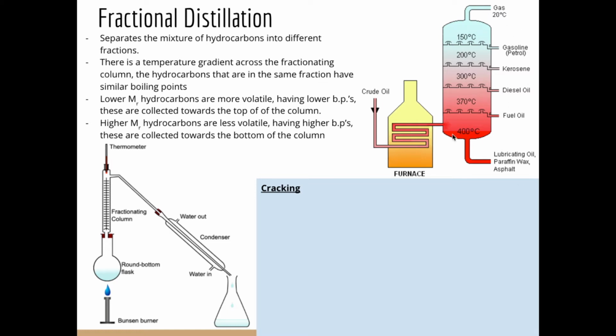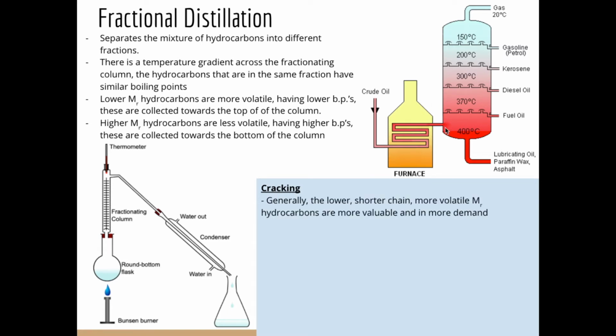For example, the ones that come off at the bottom with very high molecular masses can be used as lubricating oil, paraffin wax, and bitumen for asphalt, for roads and paths and that kind of thing. Then we can collect other fractions for fuel oil, diesel oil, kerosene, gasoline, etc., etc. Gas up the very top. This is by no means an exhaustive list. There are lots more fractions than this. This is just a simplified version.